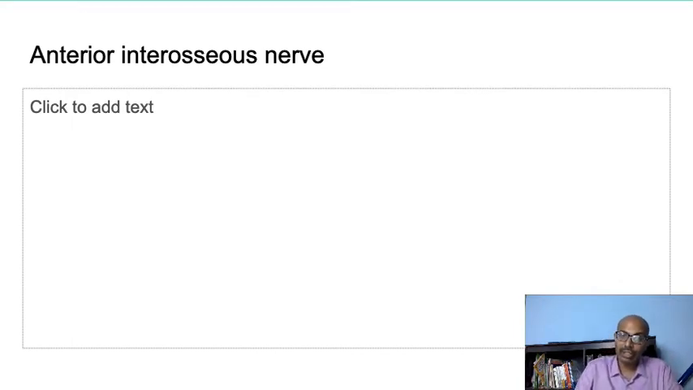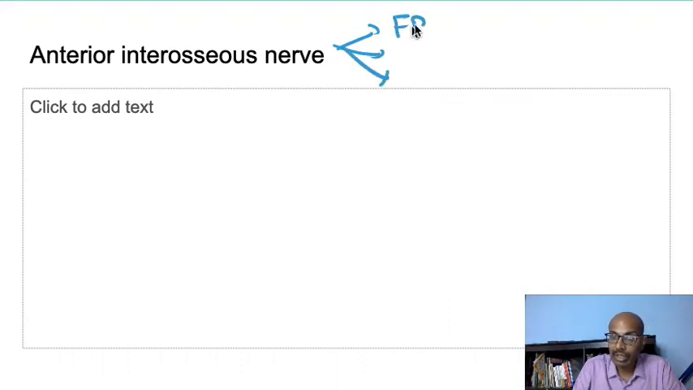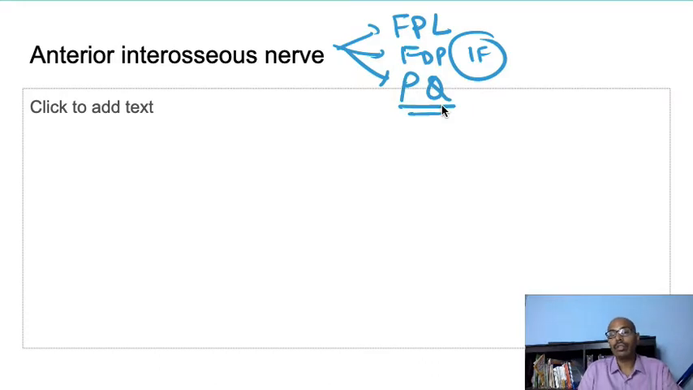First is anterior interosseous nerve syndrome. Anterior interosseous nerve supplies three muscles. We know that it is the flexor pollicis longus. It's the FDP of the index finger. The ulnar half is supplied by the ulnar nerve. Remember that. Then you have the pronator quadratus. So when you have an anterior interosseous nerve problem, the patient will not be able to make the OK sign.